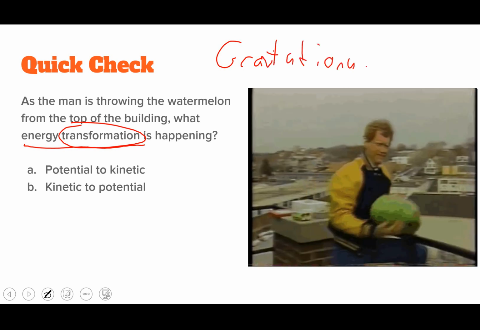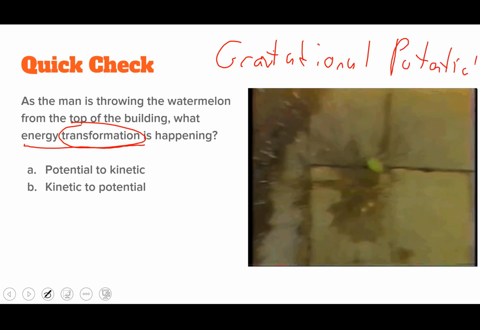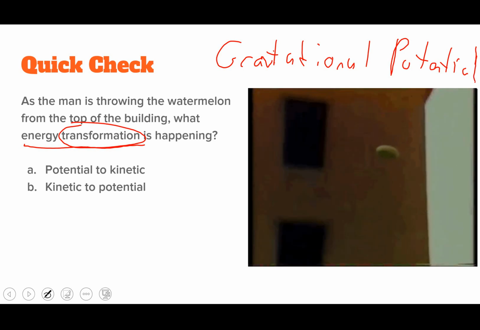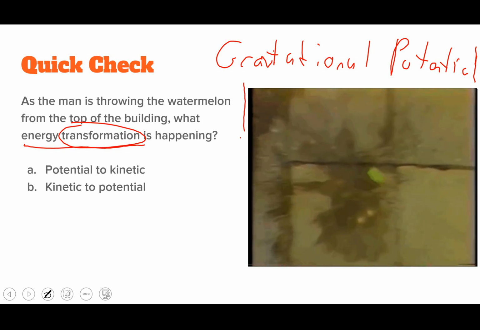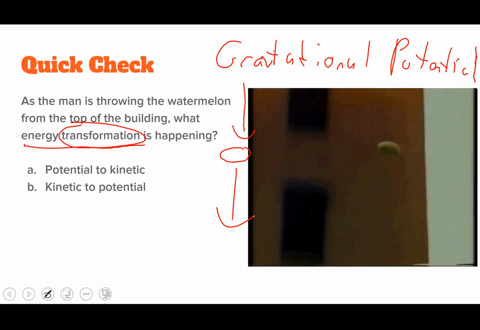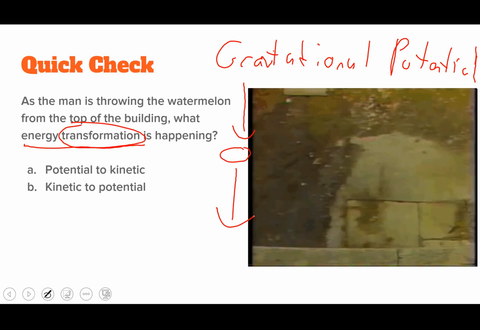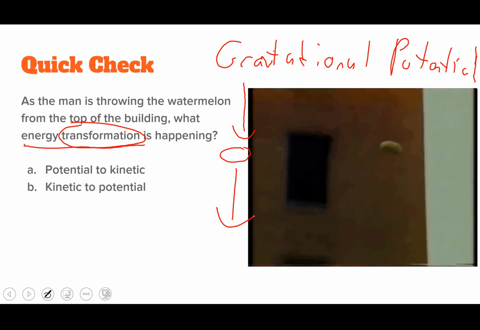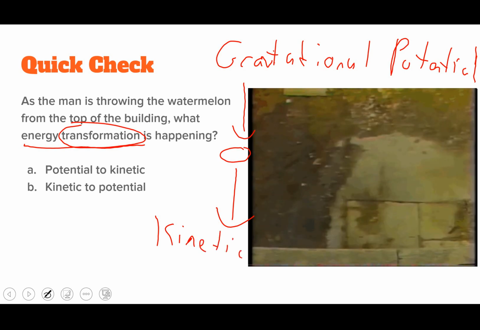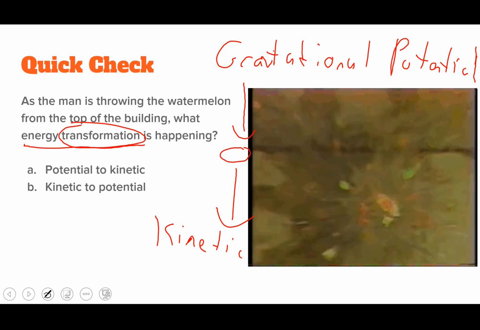I'm sorry for my handwriting. So as it's at the top of the building, it has a lot of gravitational potential energy, right? Now, when he drops that watermelon, all right, so we're going to say when he drops the watermelon and drops it down, it starts to move. So that gravitational potential energy is now converted to what type of energy? If you said kinetic, you would be correct because it's traveling faster and faster and faster as it falls.